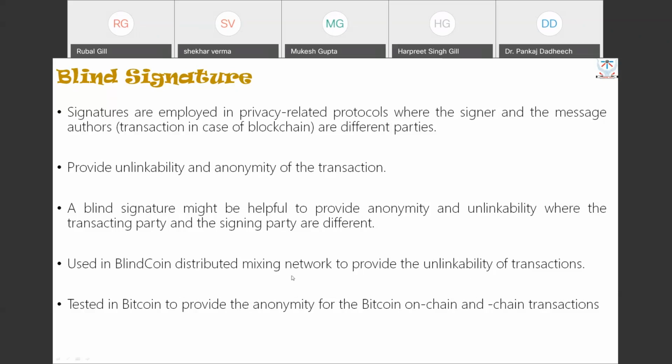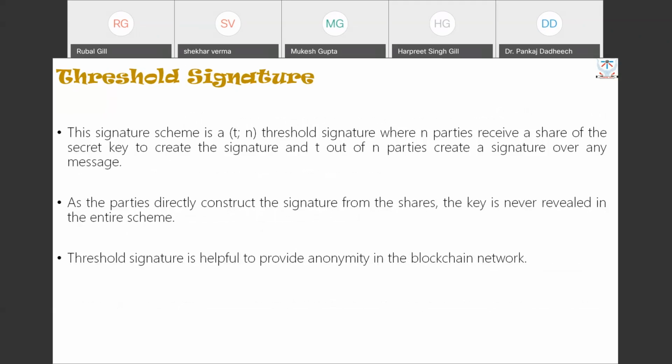And in Bitcoin also, people are trying to use it for anonymity. But then I can use a threshold signature. If multiple people are required to sign, then a signature will be created only when a threshold T of the N parties have signed. And this again is used for providing anonymity in a blockchain.